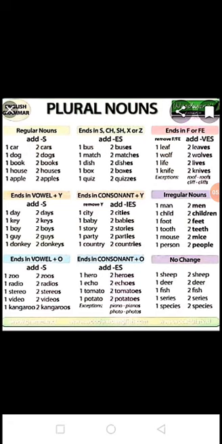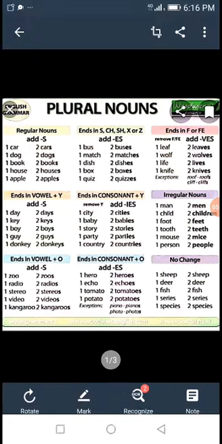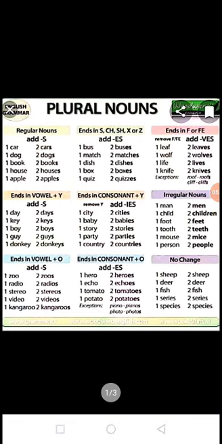Then ends in consonant plus O. You should add es. See the next rule, you can see on your screen. Ends in consonant plus O. It means that O is there, but before O there is a consonant. For example, hero, H-E-R-O. O is there, but before O, R is a consonant. Hero, heroes. Echo, echoes. Tomato, tomatoes. Potato, potatoes. See, these are some examples. It means that you should know the difference between the words which end in a vowel and which end in a consonant.